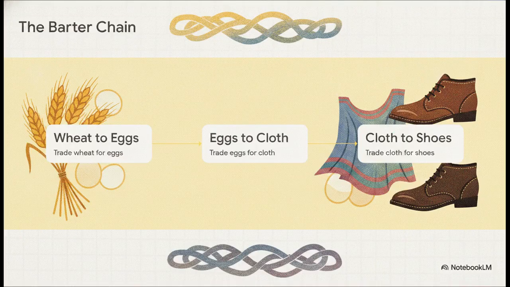Because think about it. If that shoemaker doesn't want your wheat, you can't just make the trade. Instead, you're forced into this incredibly frustrating chain of transactions just to get what you need. You might have to trade your wheat for eggs, then go find someone to trade those eggs for cloth, and then finally trade that cloth with the shoemaker for your shoes. It really highlights a severe inefficiency in how early humans did business.